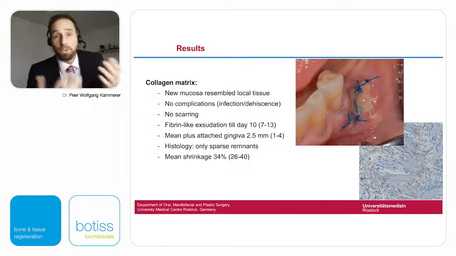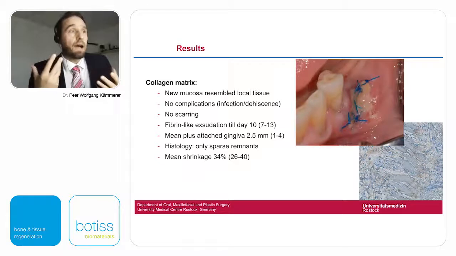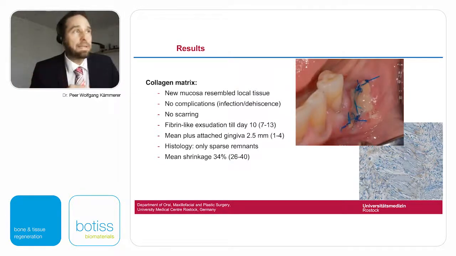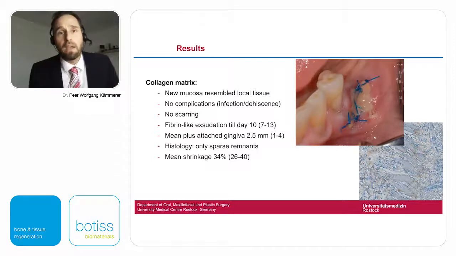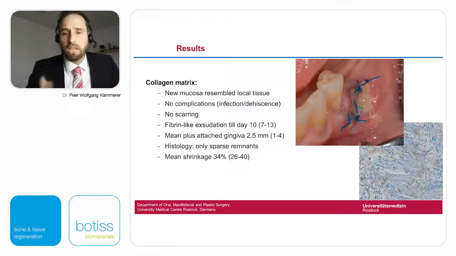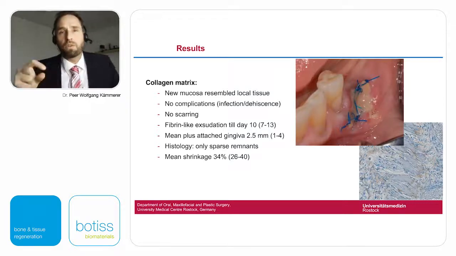We have, of course, no scarring from donor sites, but you have to keep in mind, we have this fibrin-like exudation, and we saw it in the mean of 10 days. It's between 7 and 13 days, you will see this. But it will change within the second or third week drastically. Somehow it mends, and it looks good.